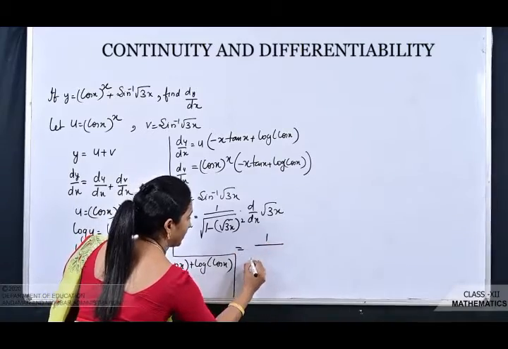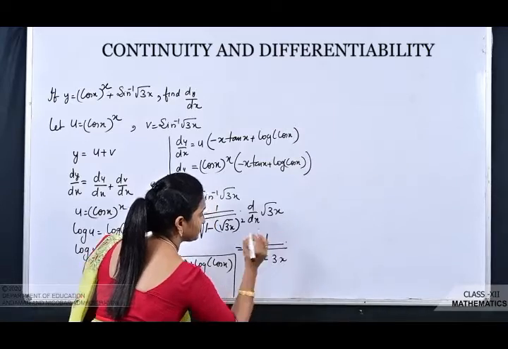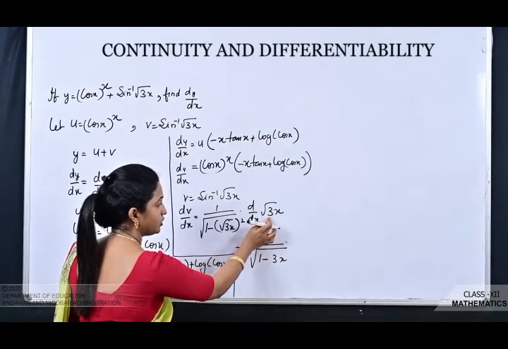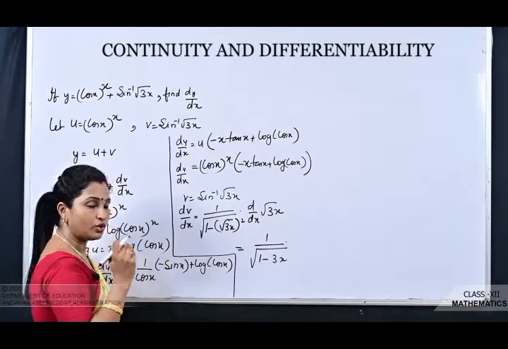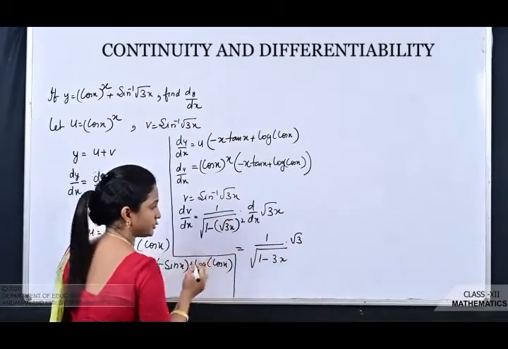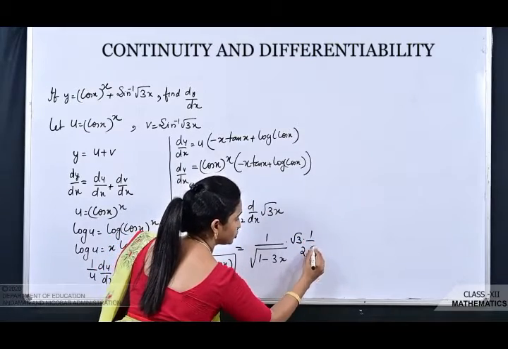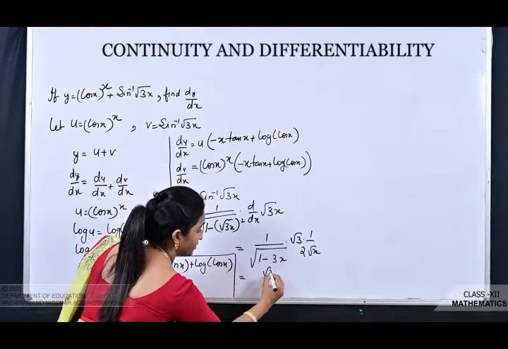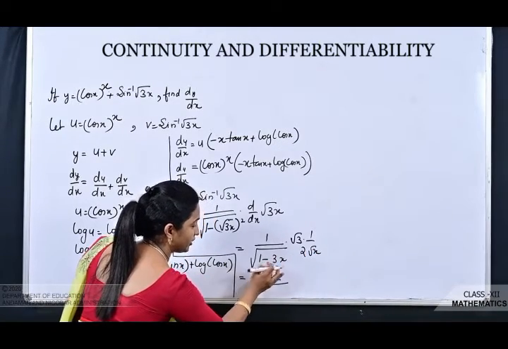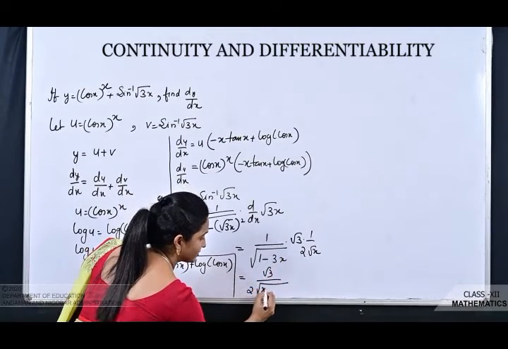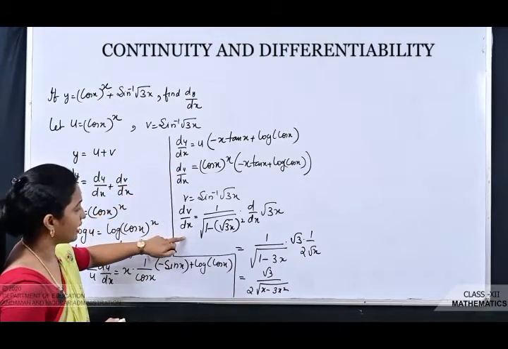So 1 by root over 1 minus root 3x the whole square, which is only 3x, and here root 3 is constant, you have to only differentiate root x, because root 3x you can split up as root 3 into root x. So root 3 I'll write down as it is, I'll differentiate root x. What is the derivative of root x? 1 by 2 root x. So finally you got root 3 by 2 under root, this x can be multiplied inside because both are in root functions, so you are going to get x minus 3x square. So you got the value of du by dx, you got the value of dv by dx.